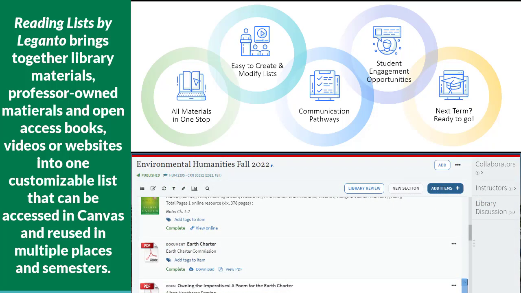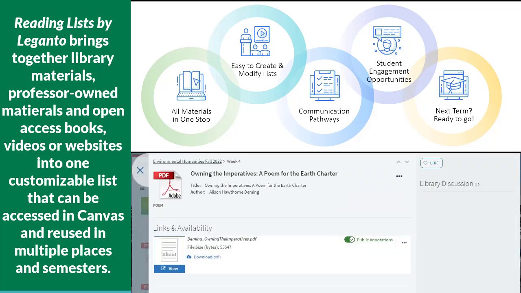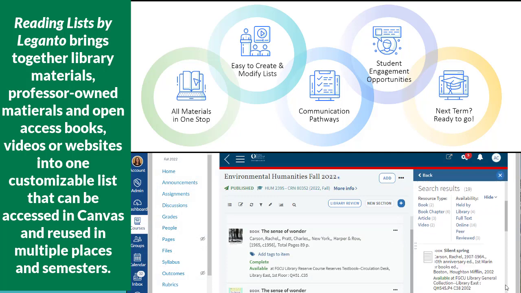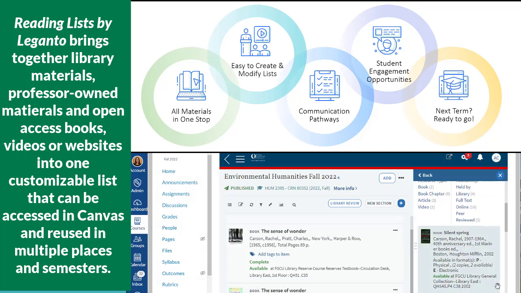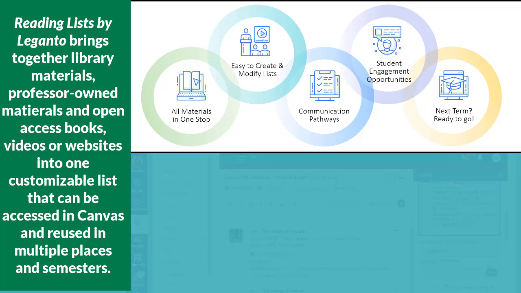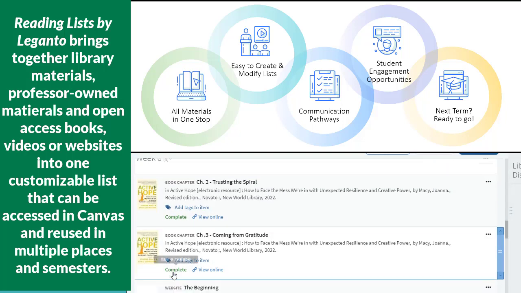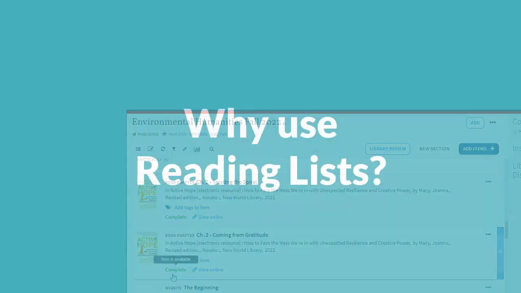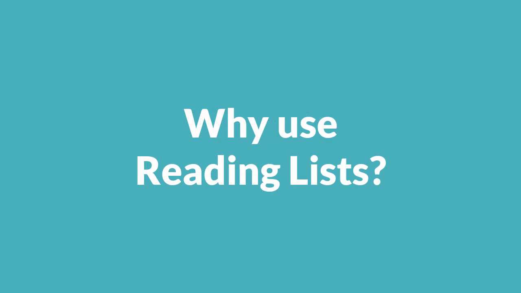Reading Lists brings together library materials, professor-owned materials, and open access books, videos, or websites into one customizable list that can be accessed and edited in Canvas. Reading Lists can be reused in multiple places and over different semesters easily. There are lots of advantages to using Reading Lists to embed resources into your course.